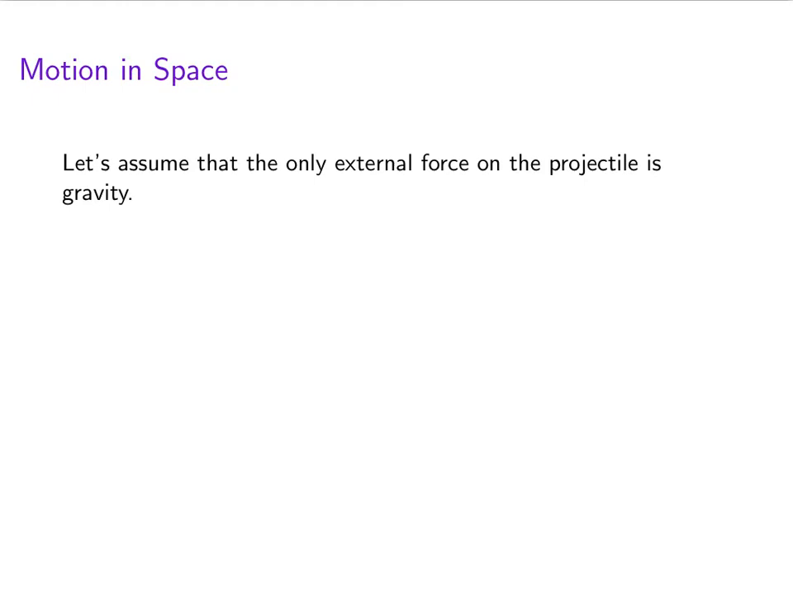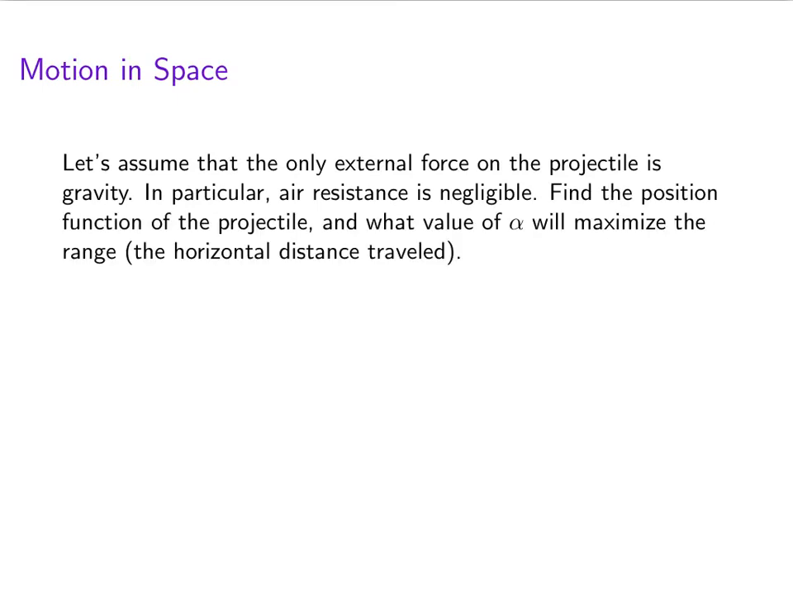The blue vector indicates the initial velocity that we're shooting this thing at. And let's assume that the only external force on the projectile is gravity. That is, we're ignoring air resistance and any other forces. Let's find the position function of the projectile, and let's find what value of alpha will maximize the range. That's the horizontal distance traveled.